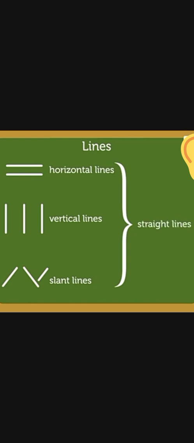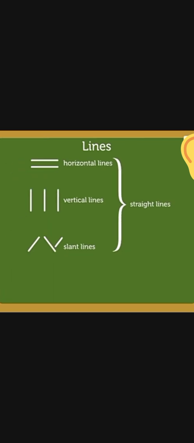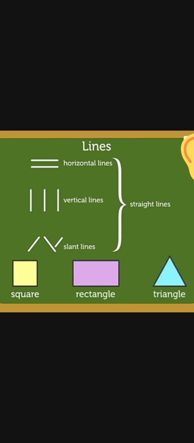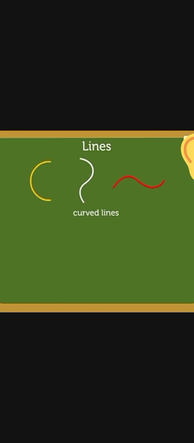The second one are called vertical or standing lines. And the third one are called slanting lines. All these lines are called straight lines. We use them to create various shapes such as a square, a rectangle, and a triangle. Now look at these lines. These are curved lines. We use curved lines to draw shapes like a circle and an oval.